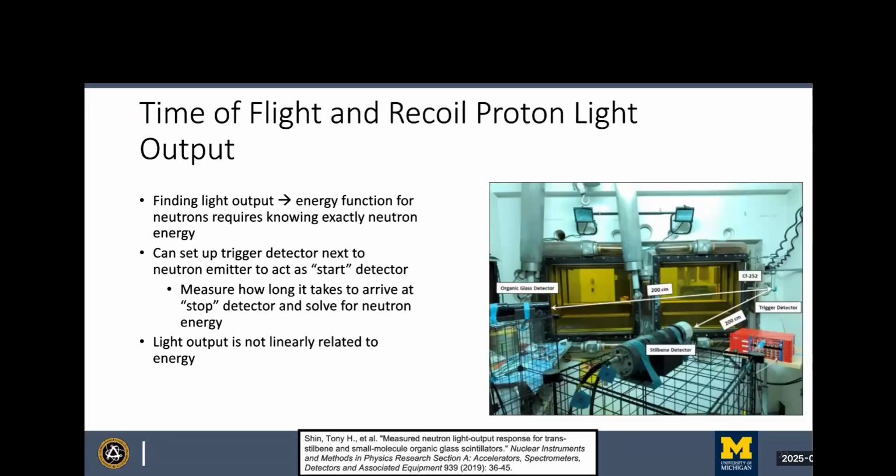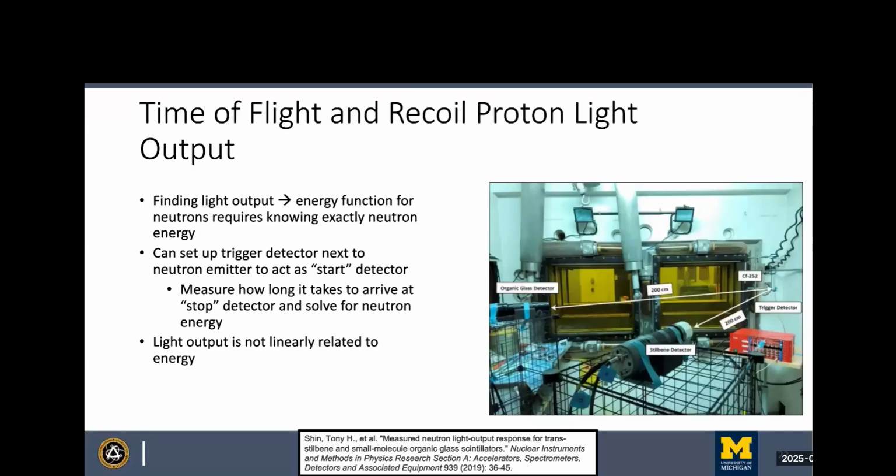Just to go into a little bit more detail about recoil proton light output, in order to convert the light output from a neutron pulse to an energy function, we need to know the exact neutron energy for different light outputs. We can do this with the time of flight of the neutrons. We set up a trigger detector right next to the neutron emitter to essentially start the clock, which you can see in the picture, the trigger detector over on the far right next to the californium-252 source.